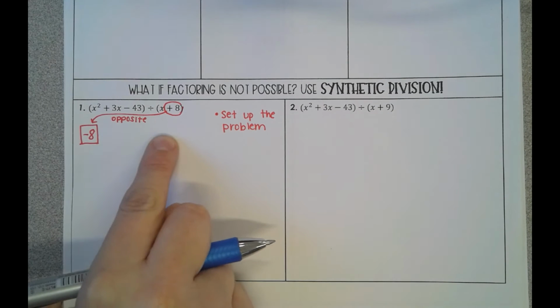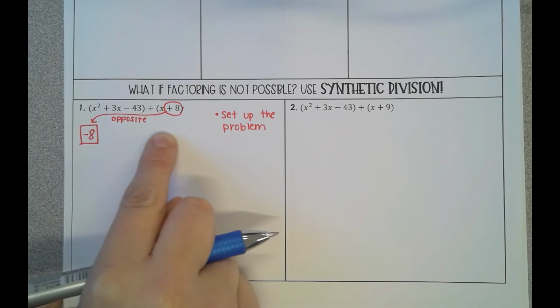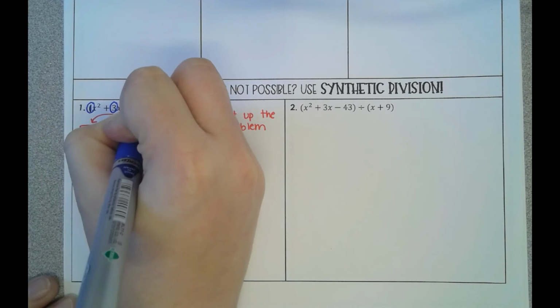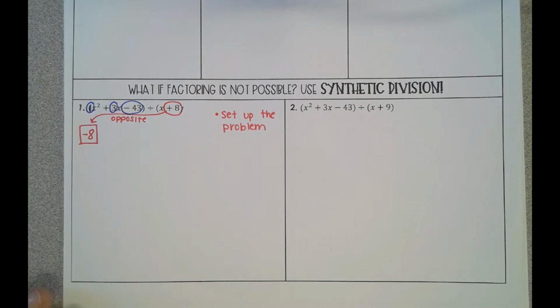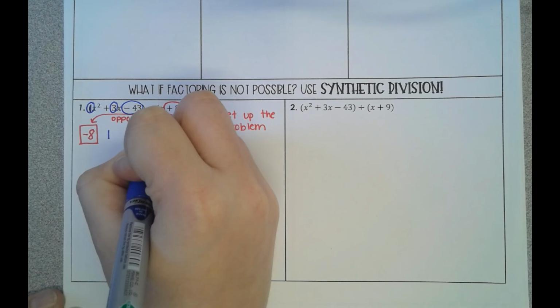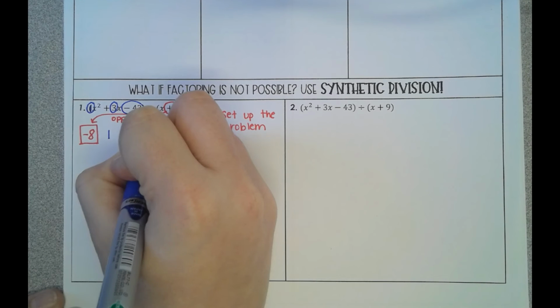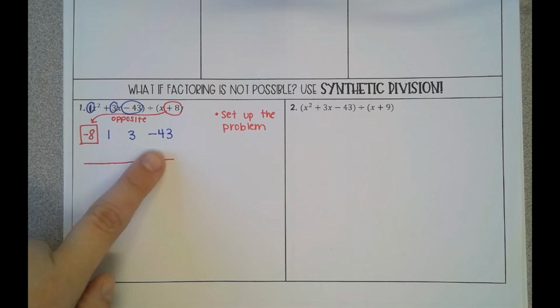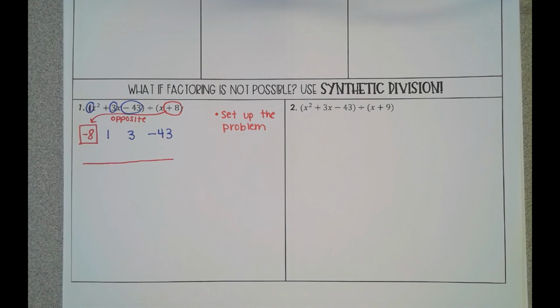And then we're going to have a row of numbers going across the top. Those numbers are our coefficients, or the numbers in the problem: 1, 3, negative 43. That just gets everything set up. Now you're going to be writing something in this space right here, so don't put your line right under those numbers.